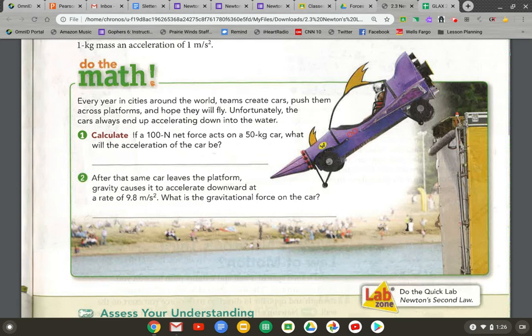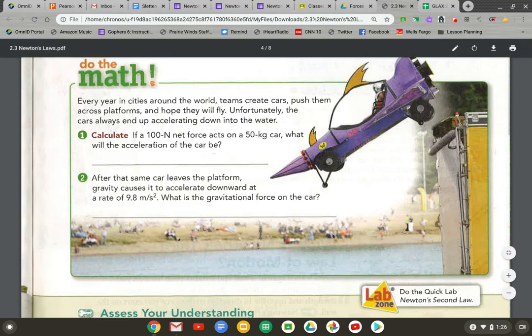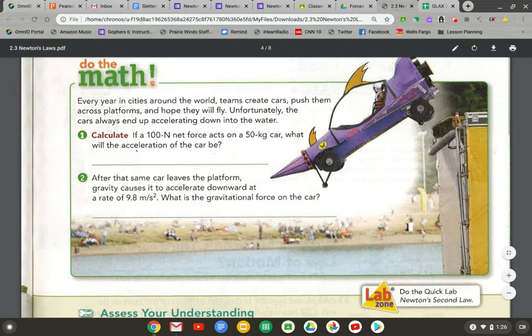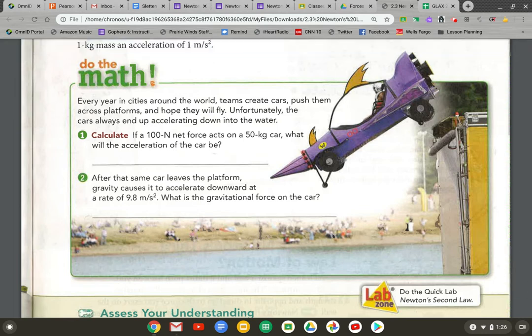We need to remember that if we're looking for acceleration, from what we saw on page 46, acceleration equals force divided by mass. The force applied to the car is 100 newtons, and the mass of the car is 50 kilograms. So we take 100 newtons divided by 50 kilograms. 100 divided by 50 is 2. Since we're looking for acceleration, the unit is meters per second squared. So the correct answer is 2 meters per second squared.